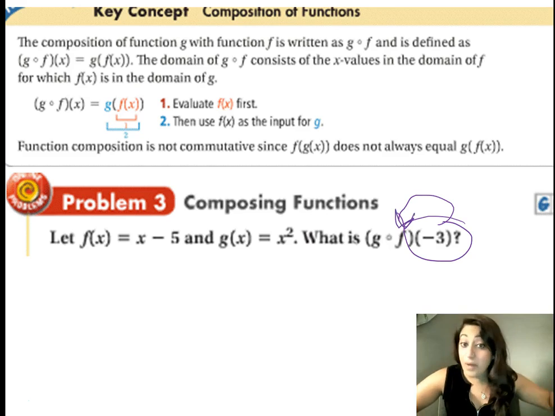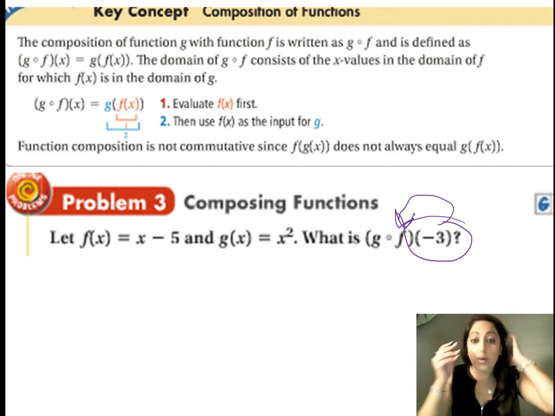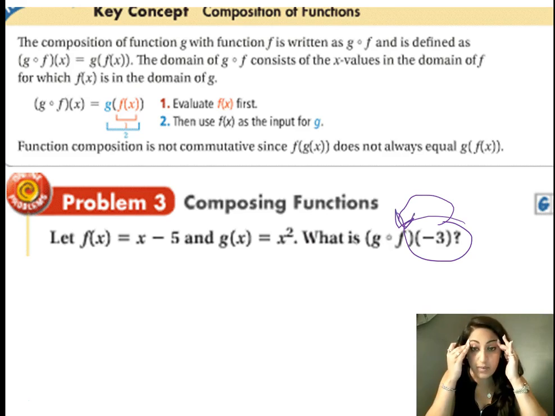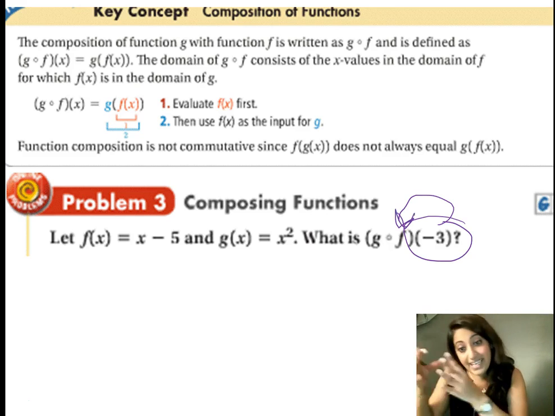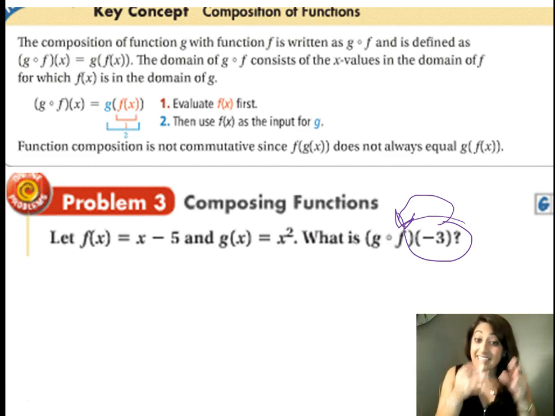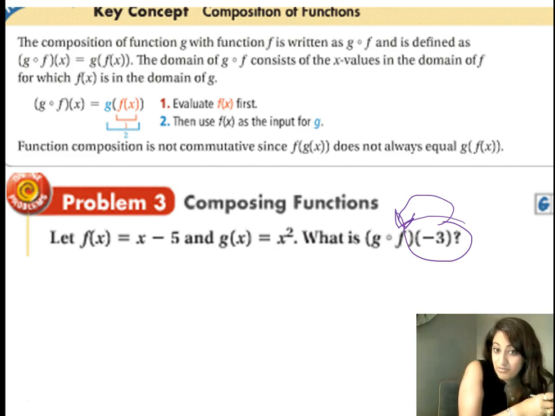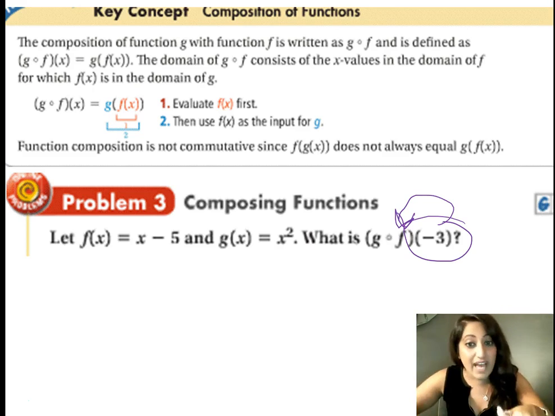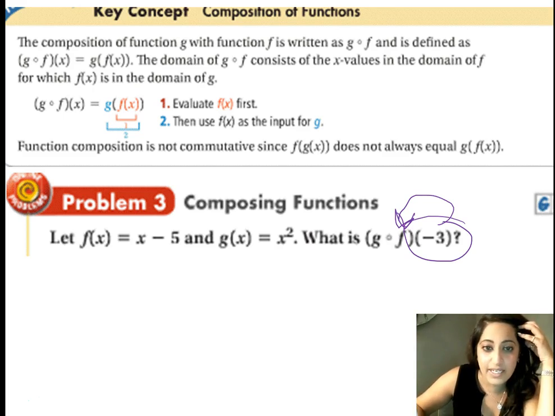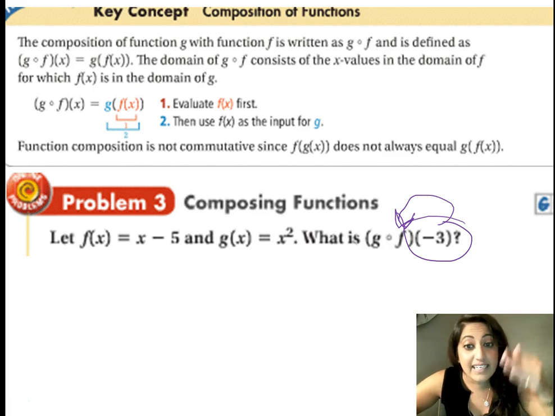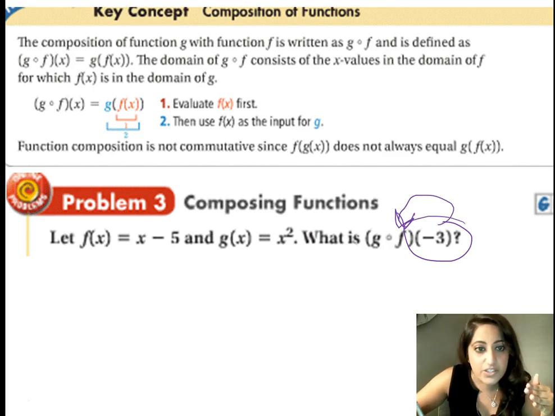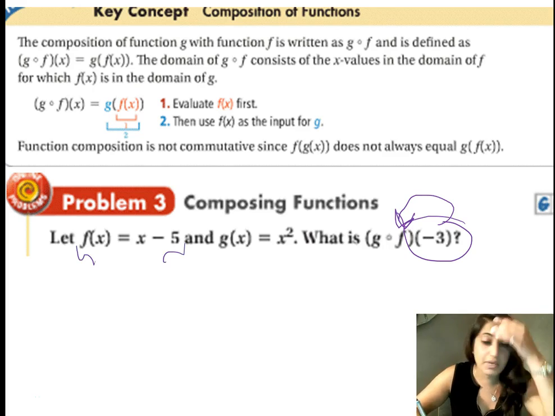So remember in the last problem where we just had an x, what we were doing in our minds, you got to think of it the same way. You've got to put the x everywhere you see the x in the first equation. In this case, we have a value, which is that negative 3. So everywhere you see an x in the f, which is going to be this one, I'm going to make that purple, you got to add that negative 3 in there. So let me show you.